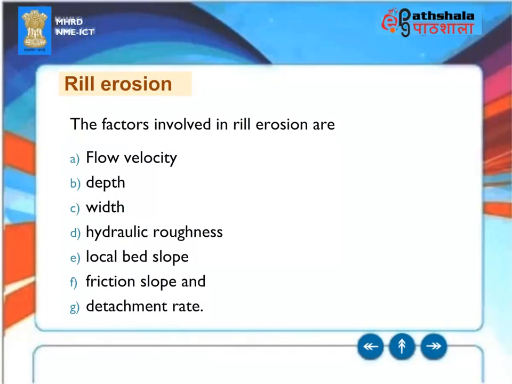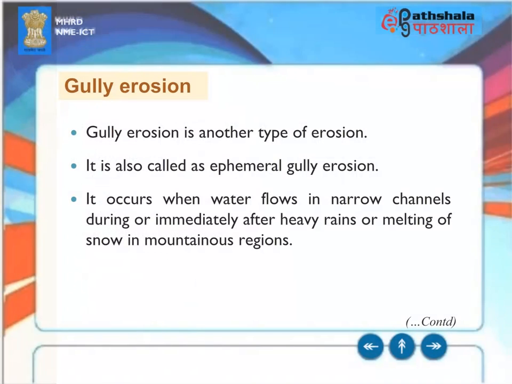The factors involved in rill erosion are flow velocity, depth, width, hydraulic roughness, local bed slope, friction slope, and detachment rate. Gully erosion. Gully erosion is another type of erosion. It is also called ephemeral gully erosion. It occurs when water flows in narrow channels during or immediately after heavy rains or melting of snow in mountainous regions.